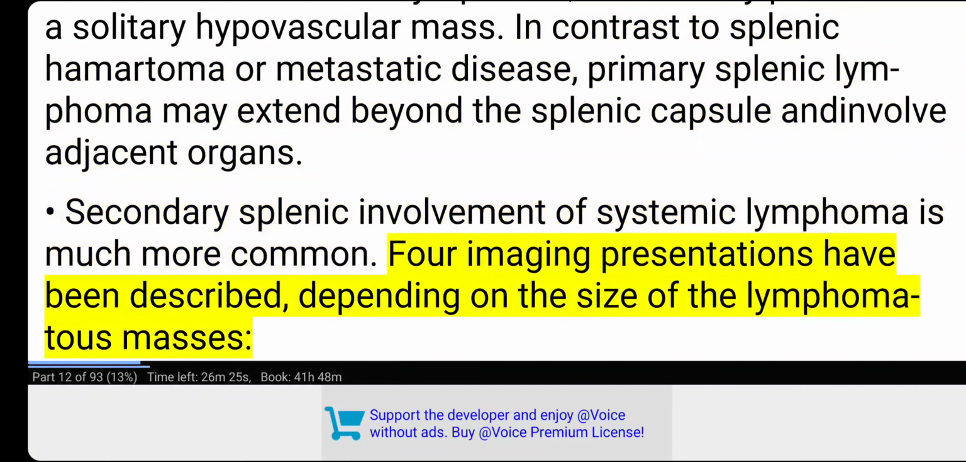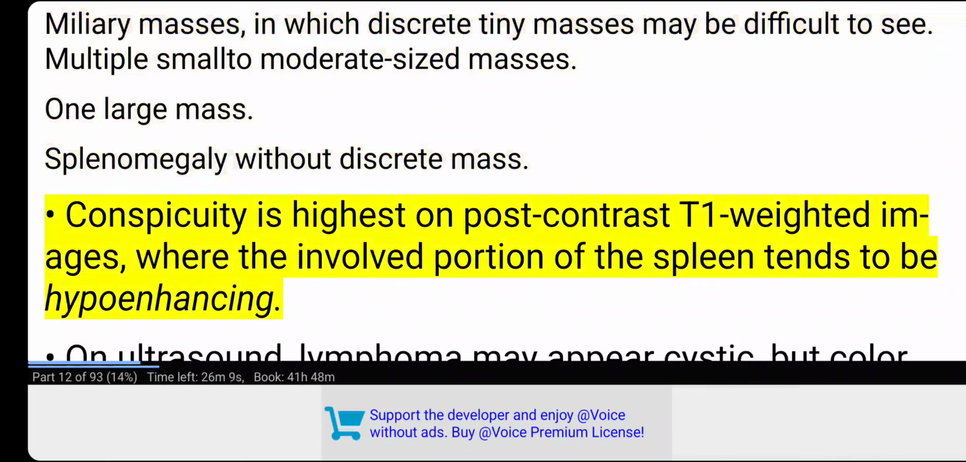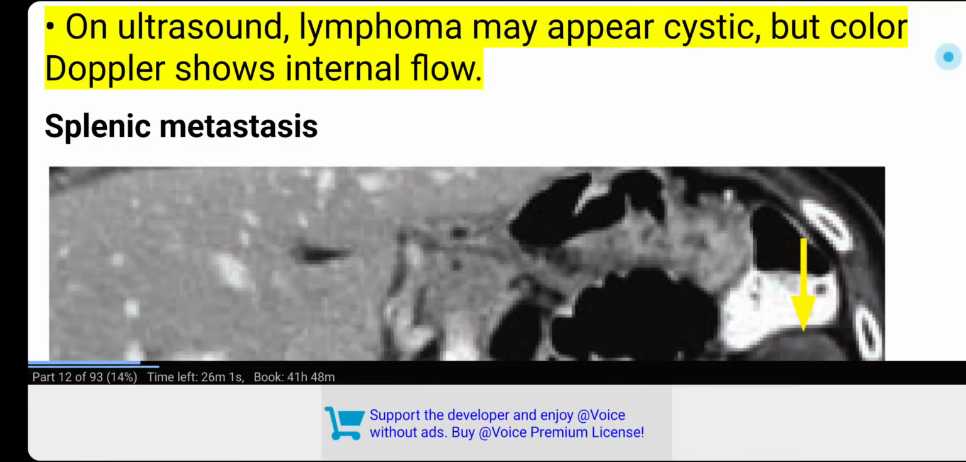Four imaging presentations have been described, depending on the size of the lymphomatous masses. Miliary masses, in which discrete tiny masses may be difficult to see. Multiple small to moderate-sized masses. One large mass. Splenomegaly without discrete mass. Conspicuity is highest on post-contrast T1 weighted images, where the involved portion of the spleen tends to be hypoenhancing. On ultrasound, lymphoma may appear cystic, but color Doppler shows internal flow.